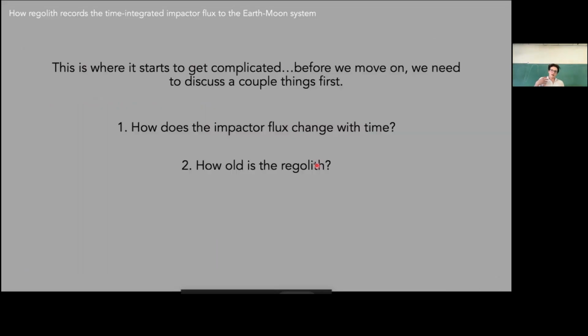All right, so now building up our concepts here, this is where things start to get a little complicated. Before we move on, I want to discuss a couple of things first, and that's largely related to how the impactor flux changes with time, and how old is the regolith? So we'll go through this one step at a time here.